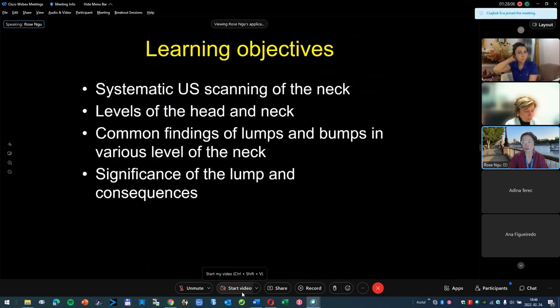What I like to bring to you today is a systematic ultrasound scanning of the neck to show you how I do it, level by level of the head and neck, which Laurence has described beautifully. So we like to re-emphasize that. Common findings are the lumps and bumps that you might find in the various levels of the neck and the significance of what you find.